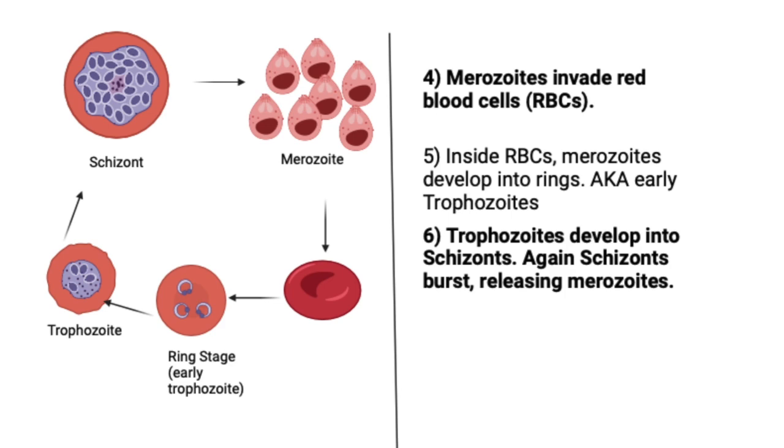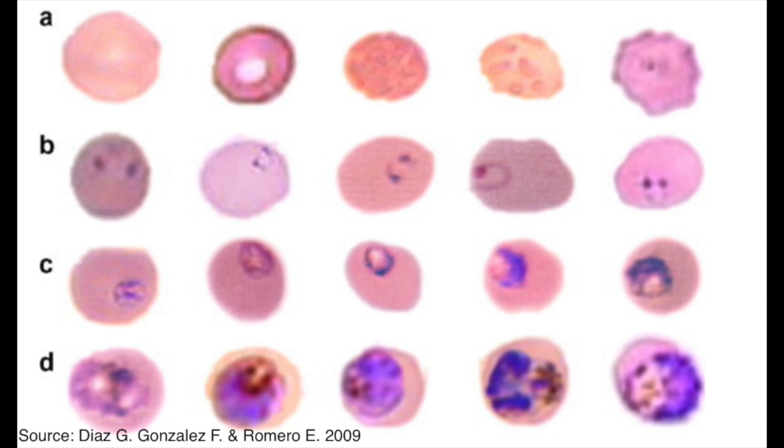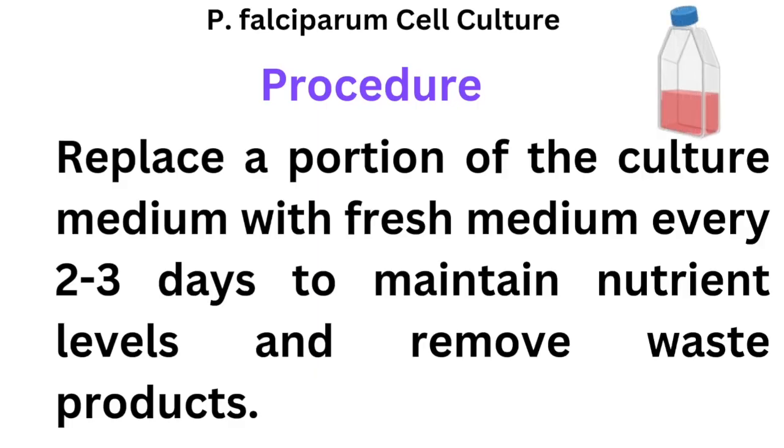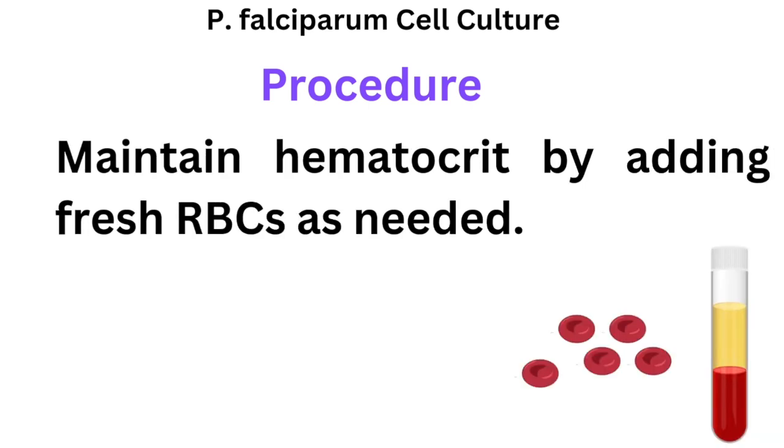And once it's infected the red blood cells, you monitor it daily. And if you notice that the parasitemia has reached, say, 2% or above, you want to go ahead and split the cells. And this is basically giving the parasite fresh red blood cells to infect and nutrients.